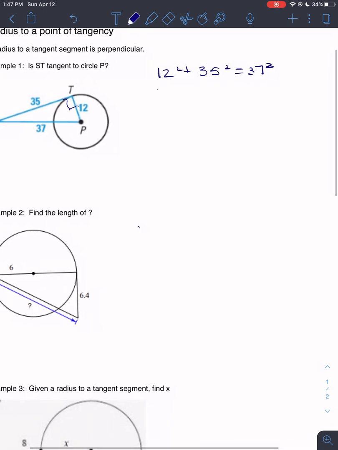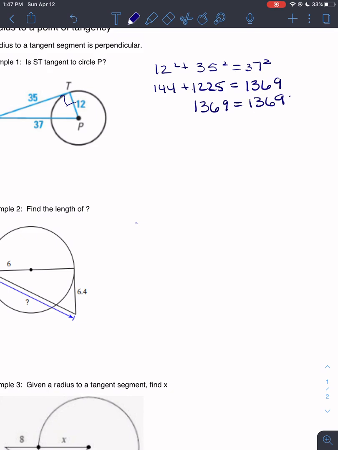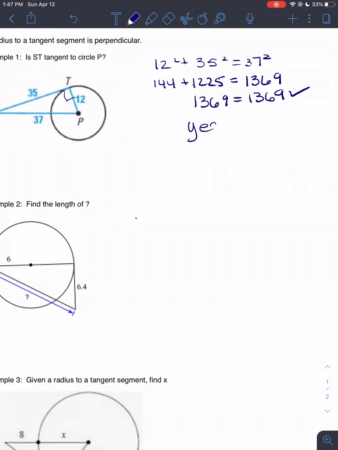So we have 12 squared, which is 144, plus 35 squared, which is 1225. Does that equal 37 squared, which is 1369? We end up with 1369 equals 1369. It works, therefore we know it's a right triangle. To answer their question, is ST tangent to circle P? The answer is yes.